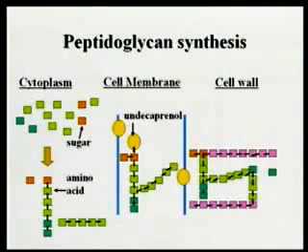The first stage is in the cytoplasm, the sugars, which are labeled in red, and the amino acids, which are labeled in green, are put together, and the individual sugars and amino acids are made. Okay? We also get a subunit formed.